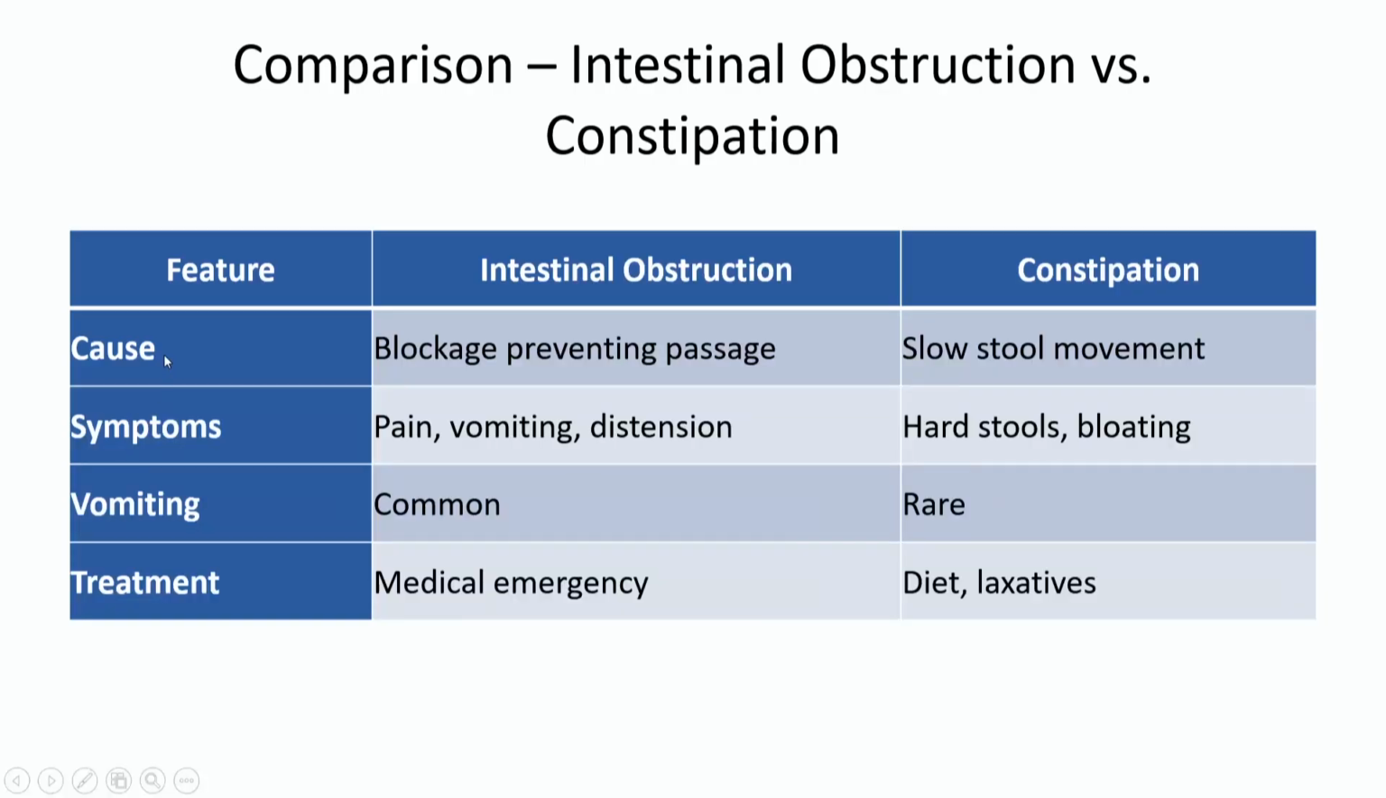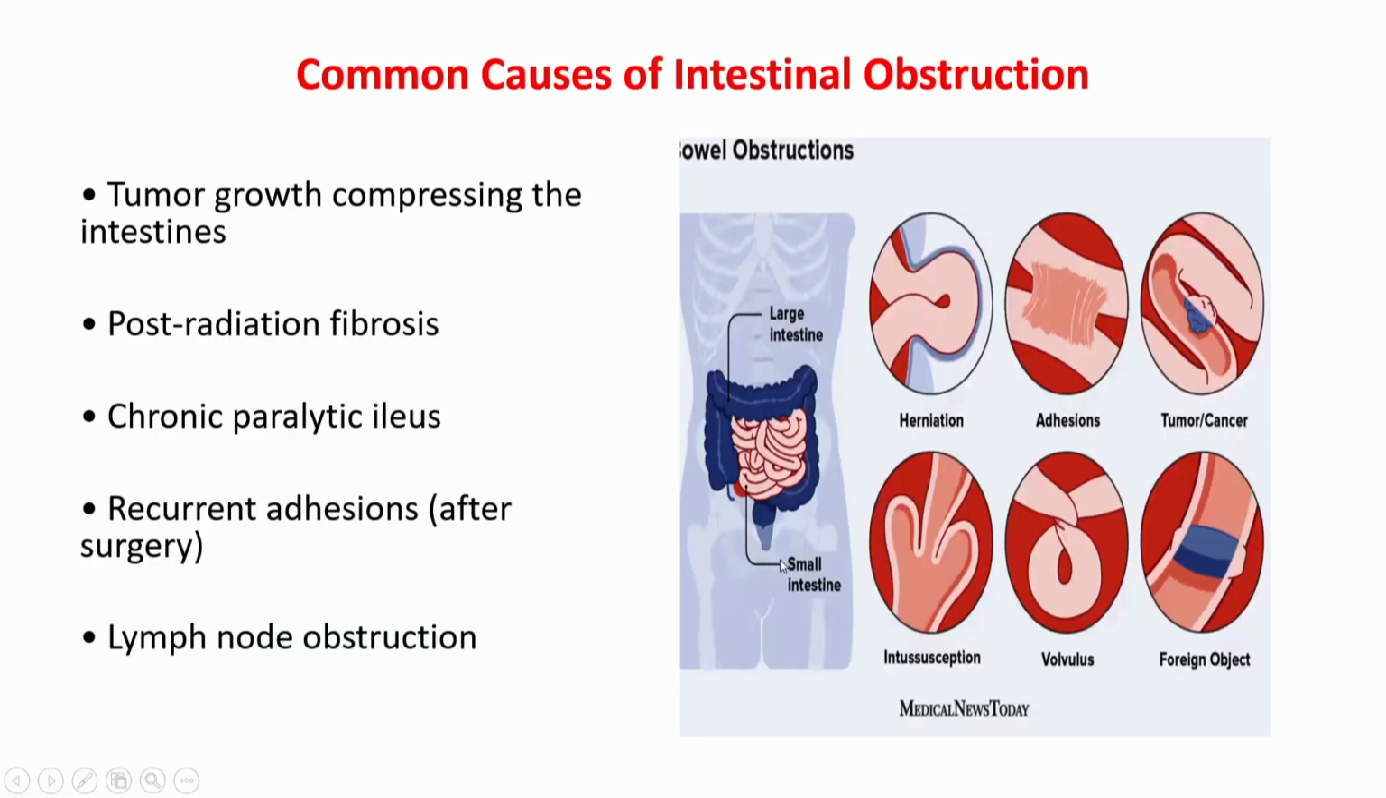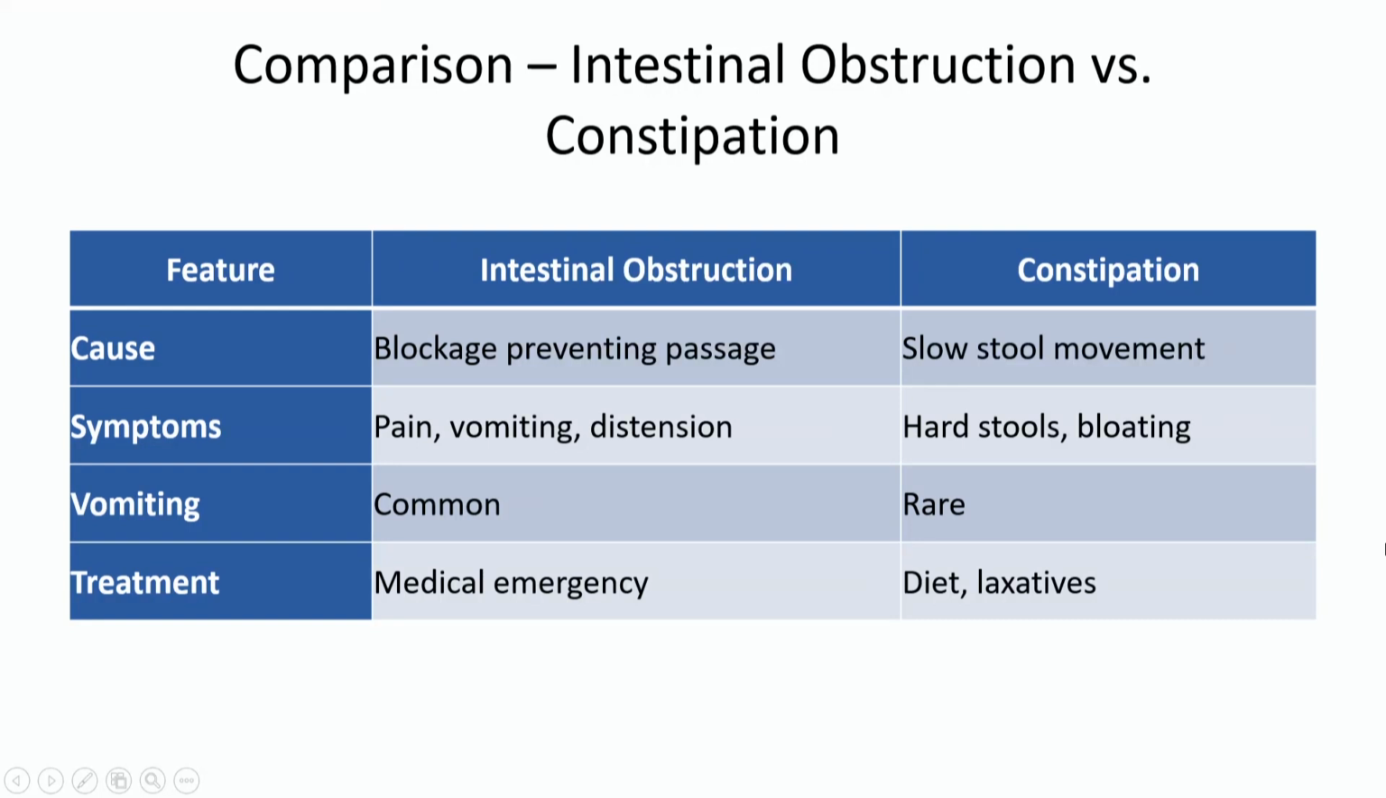Cause, symptoms, vomiting and treatment. The cause of intestinal obstruction is a blockage preventing passage. Constipation is the slow stool movement. It becomes hard, it does not pass out. Obstruction means preventing the passage. Something has been blocked. These are the things which are blocking the intestine. So your food, your stool is not passing.